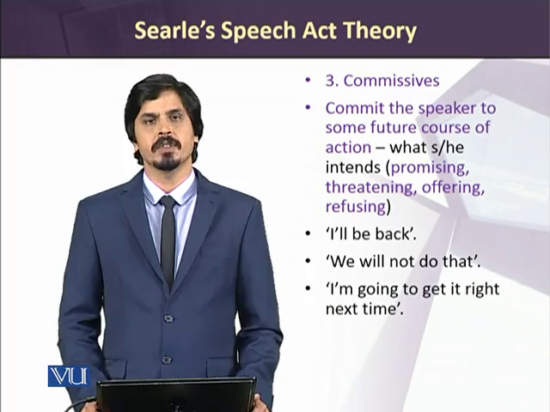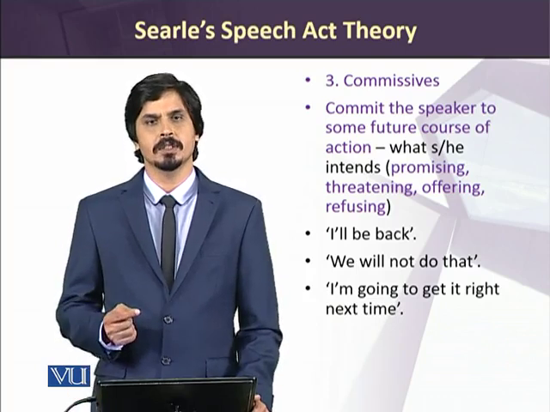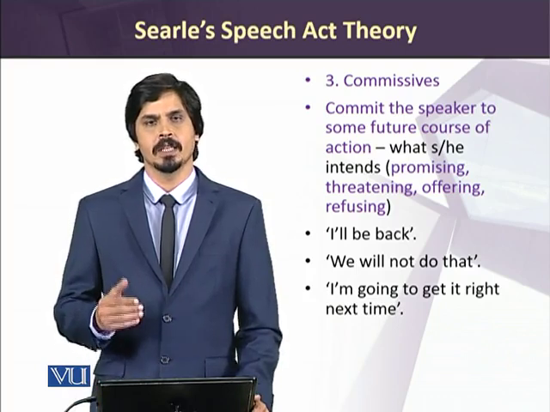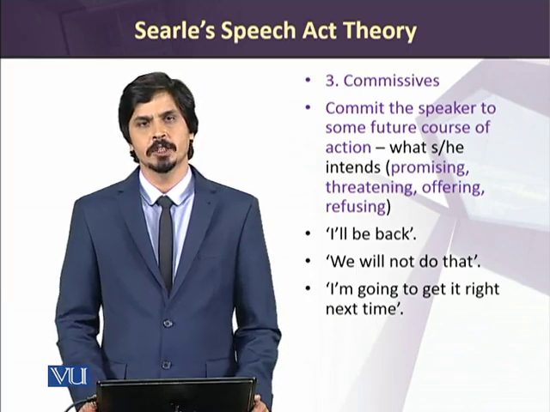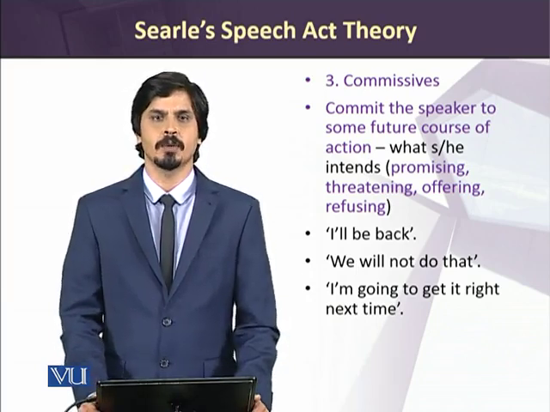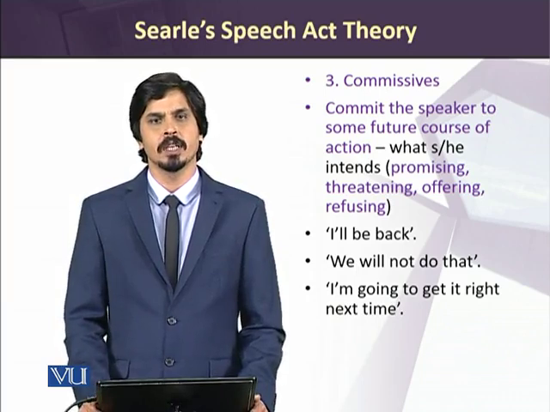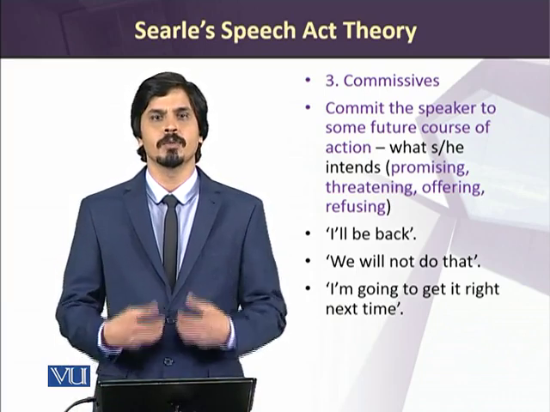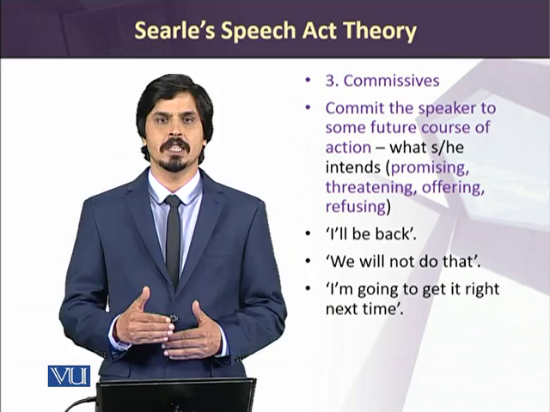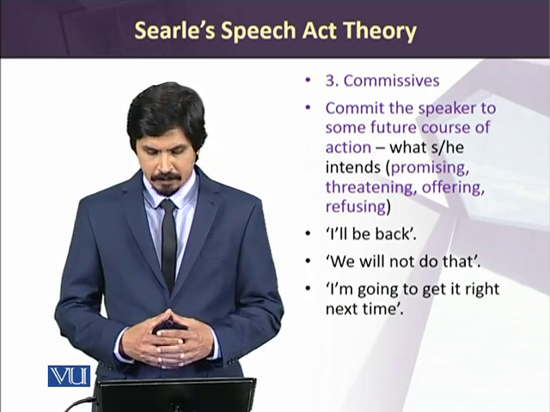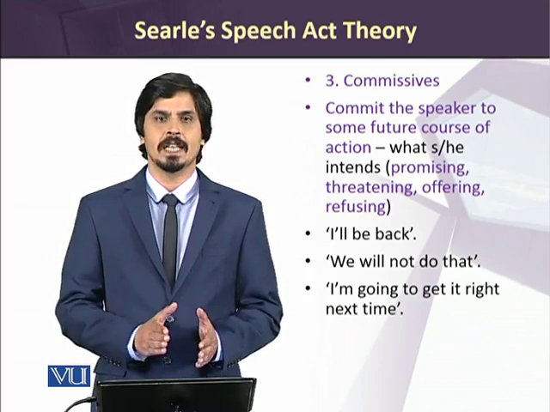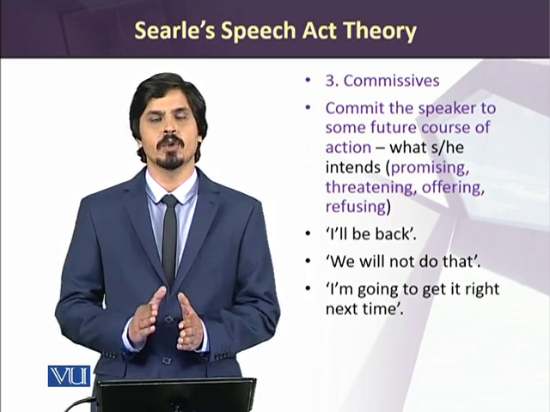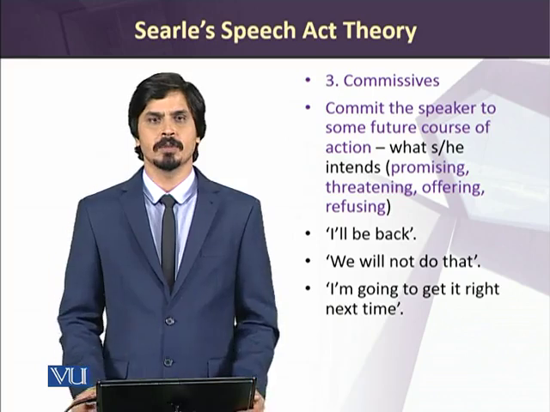We have commissives, which commit a speaker to do something in future. They commit a speaker to a future course of action, and such speech acts include, for example, promising, offering, threatening, etc. Because threat is for the future, promise is also for the future. So in commissives, the speaker, him or herself, commits to do something in the future, as compared to directives where he wants somebody else to do something for him or her.